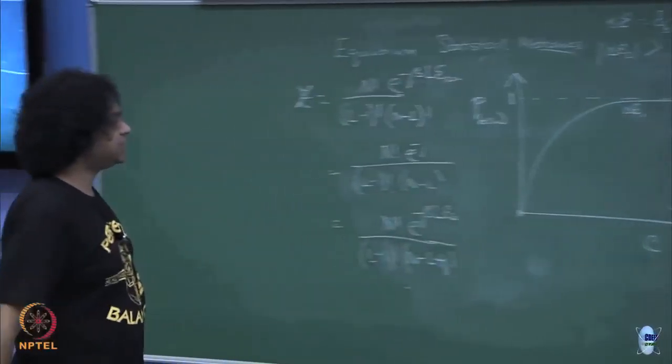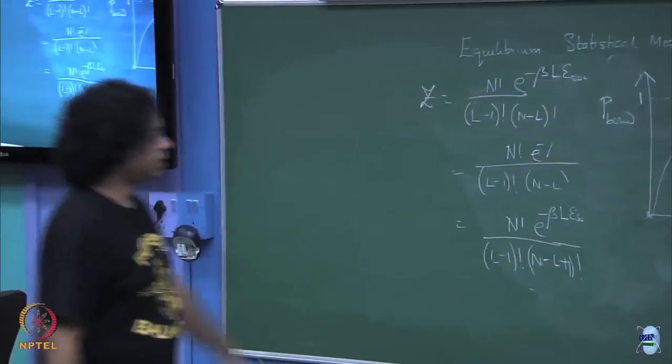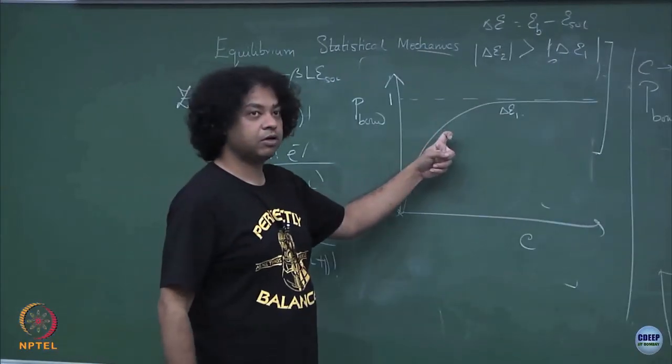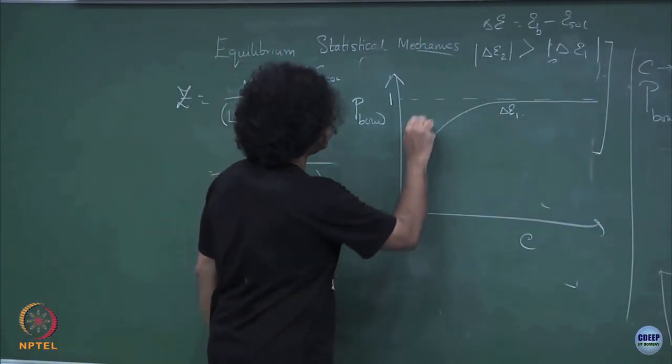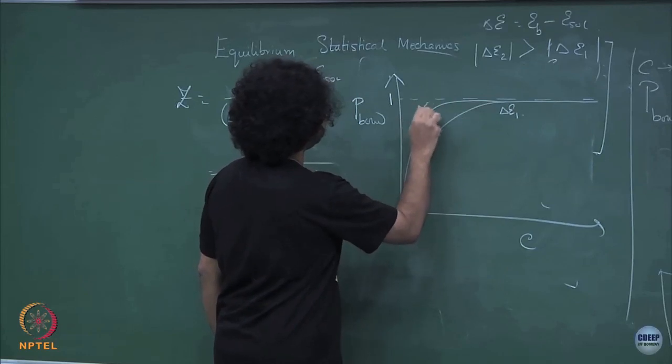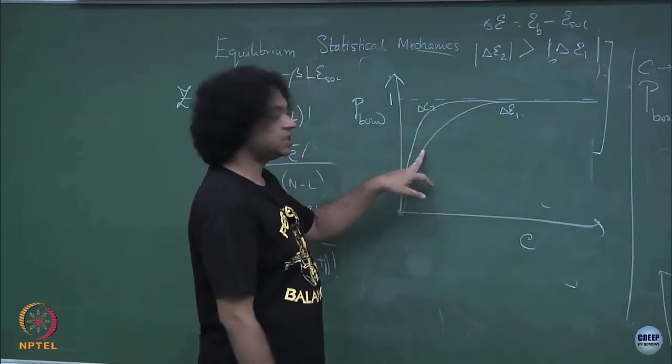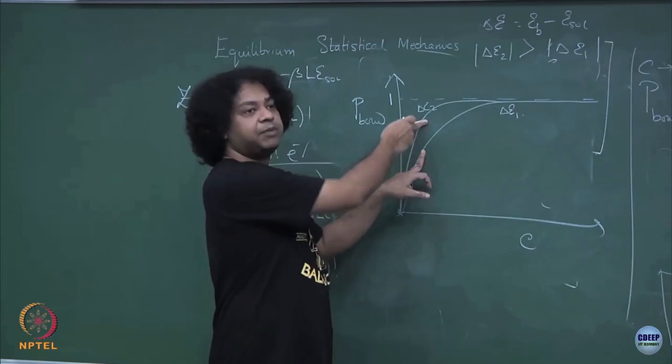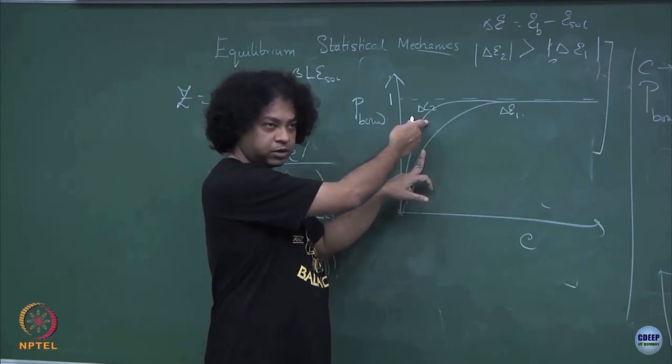Which way would the curve shift? Would it come below or above? Above, right. So, if I wanted to plot it for a delta E 2, then at the same concentration of ligands, you would get a higher probability that the receptor is bound. Okay.